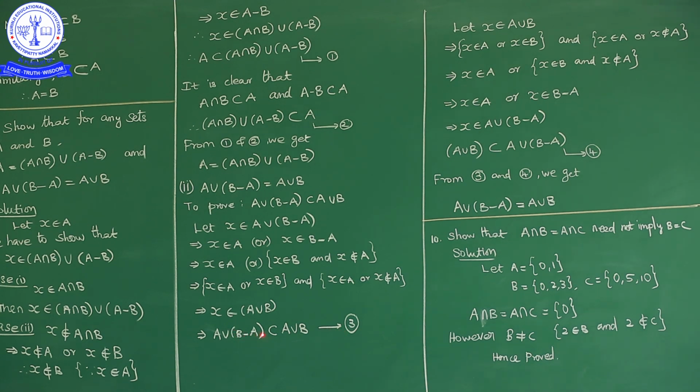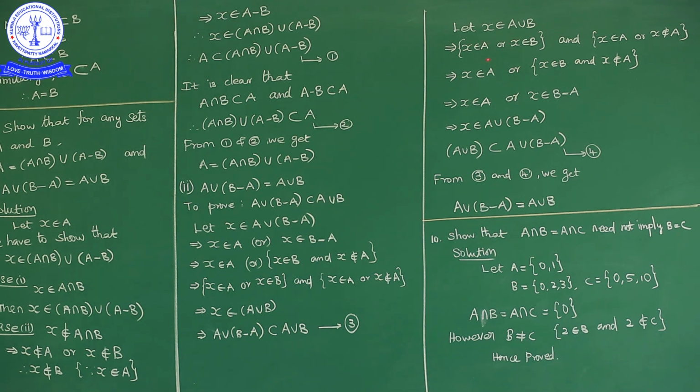A union B minus A is a subset of A union B. Now, we will prove A union B is a subset of this set. To prove this, we will consider some arbitrary element in A union B and prove that this arbitrary element is also an element of the other set. For this, let x belong to A union B.